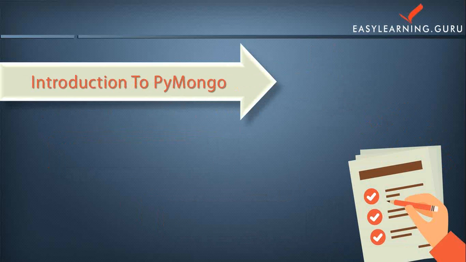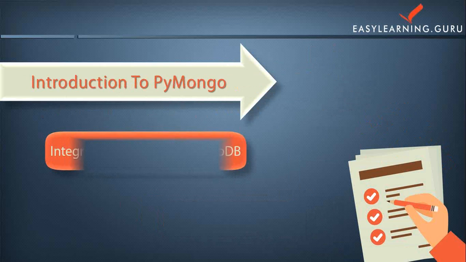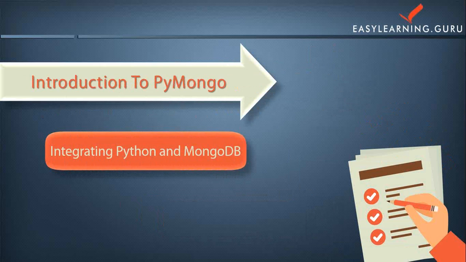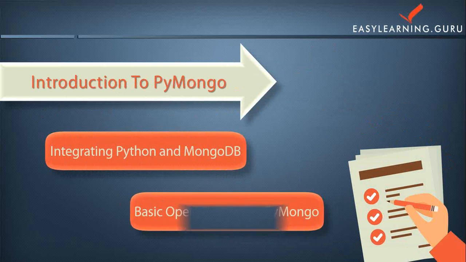Now, until this module, we would have covered all the essential parts of Python and MongoDB which are required for learning and implementing PyMongo. So, in this module, finally, we'll see the integration of Python and MongoDB into PyMongo, and then we'll see some basic operations that can be performed using PyMongo with the help of some programs in the hands-on session.